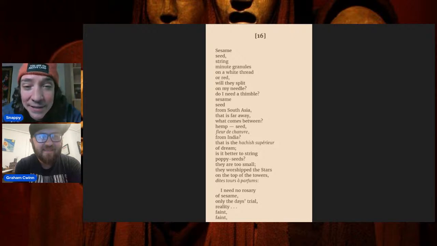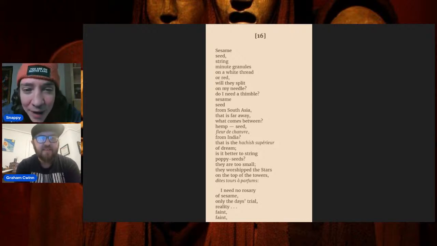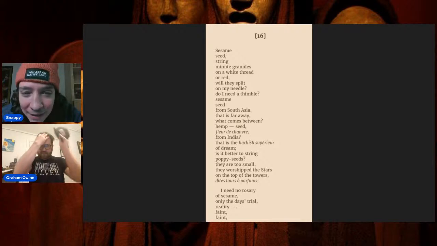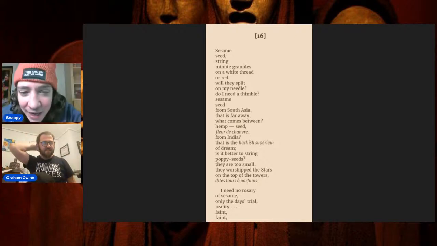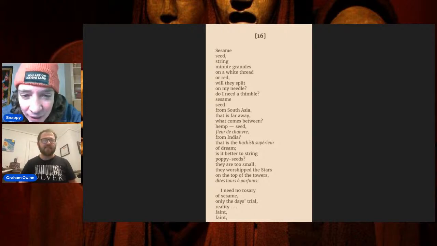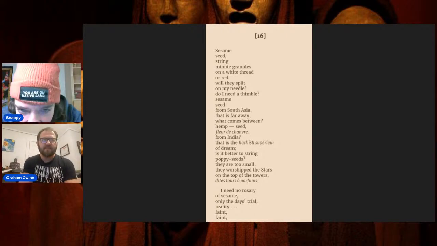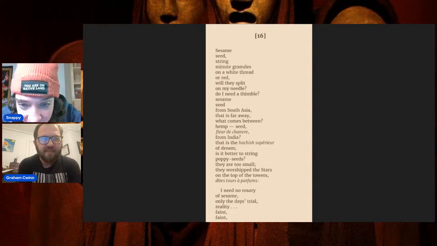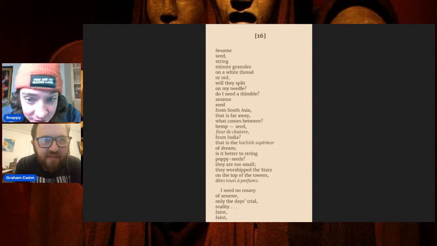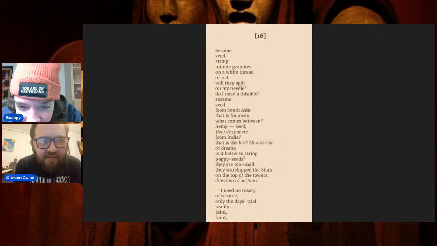Sesame seed. String minute granules on a white thread or red. Will they split on my needle? Do I need a thimble? Sesame seed. From South Asia. That is far away. What comes between? Hemp seed. Fleur de chanvre. From India. That is the hashish supérieur of dream. Is it better to string poppy seeds? They are too small. They worship the stars on the top of the towers.